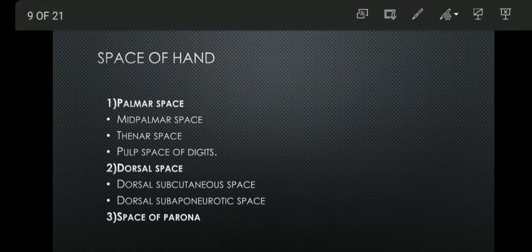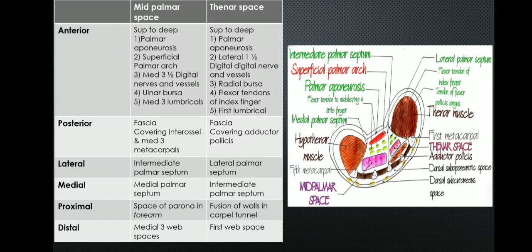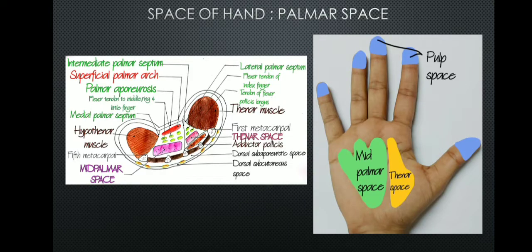Now moving to the spaces of the hand, that is the palmar space, dorsal space, and the space of Parona. Starting with the palmar spaces, they consist of the mid-palmar space, the thenar space, and the pulp space of the digits. As you can see in the picture, this is the palmar space, and the mid-palmar space lies somewhere around here, the thenar space around the lateral aspect, and the pulp spaces at the distal part of the distal phalanges.